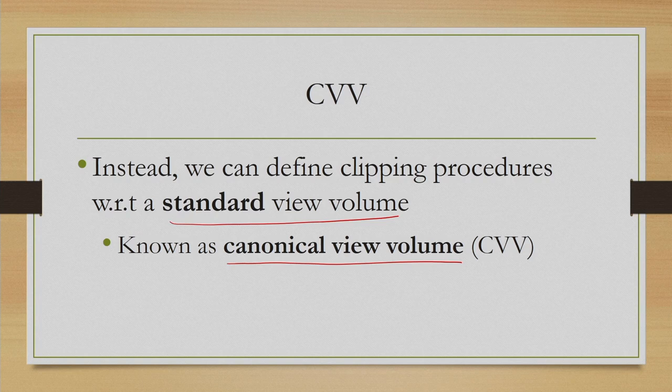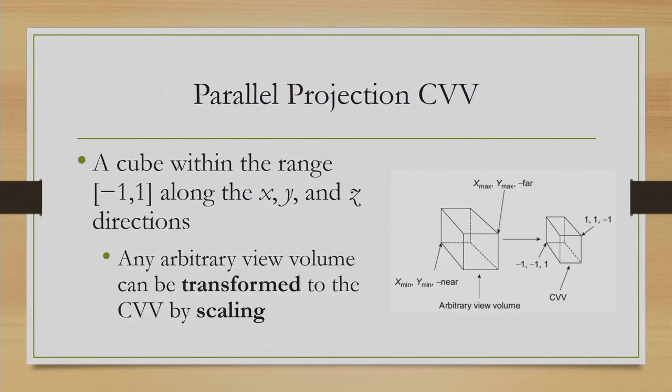Remember that there are two types of view volumes. One is for parallel projection, that is a rectangular parallel pipe, and the other one is for perspective projection, that is a frustum. Now, both these can be converted to a standard form which we call canonical view volume, which makes the intersection calculations standard and easier to implement. So, for both parallel and perspective projection, the standardized view volume looks the same.